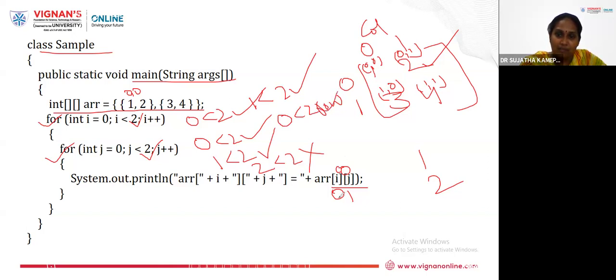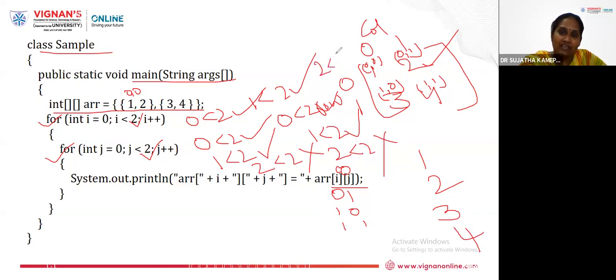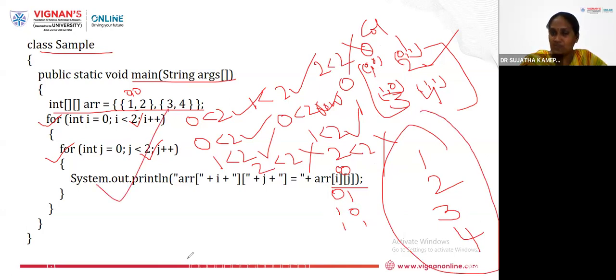So here the element printed is 1, 0, which is nothing but the third element. Now j becomes 1. Again, the condition is correct. Now here the 1, 1 element will be printed, which is 4. Right? After that, j again becomes 2. Here the condition fails. Again, it goes to the i loop. Here also the condition fails. So finally, we will get the output by executing this program.